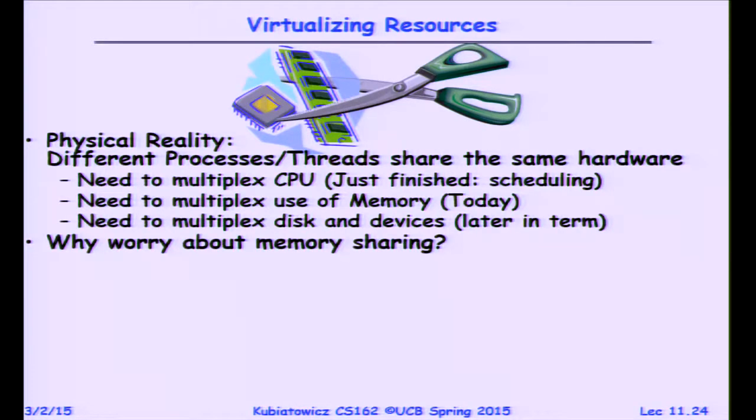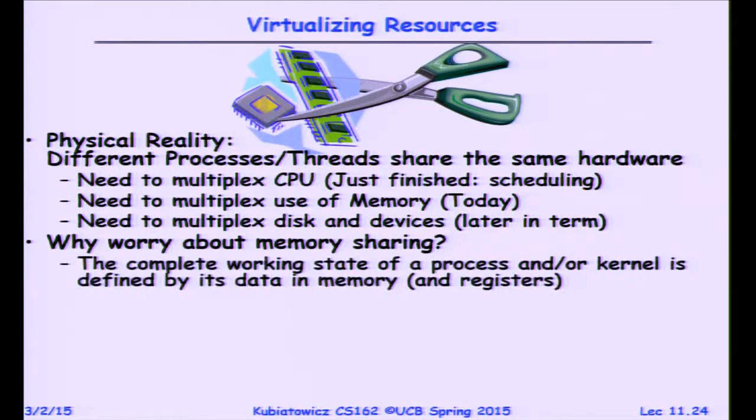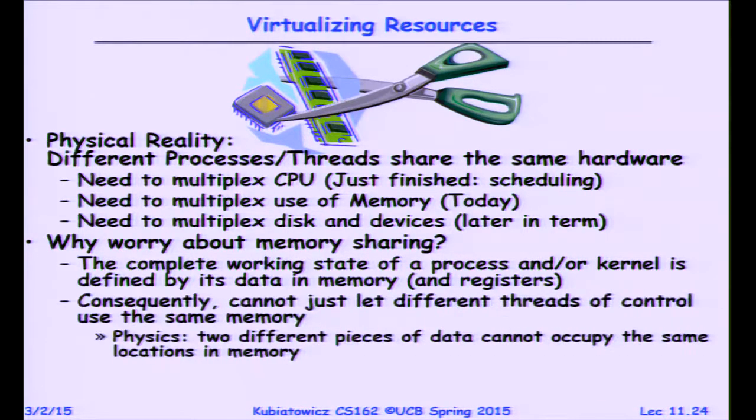And you might, first of all, ask why even worry about memory sharing in the first place. And, of course, the complete working state of a process or the kernel or program or whatever you come up with is defined by the data in memory and registers. So memory is pretty important. Okay? And consequently, we can't just let different threads use the same memory unless we want them to. And of course, in physics, there is this sort of idea that two different pieces of data can't occupy the same location in memory. Okay, I don't know how profound that is, but let's make sure that any solution we come up with avoids that particular little snafu.